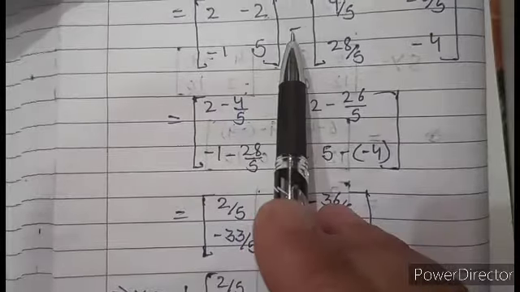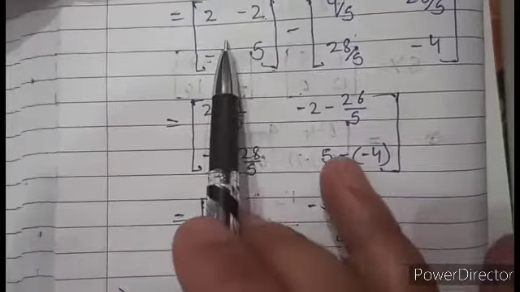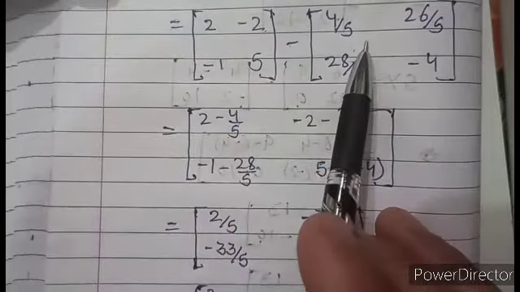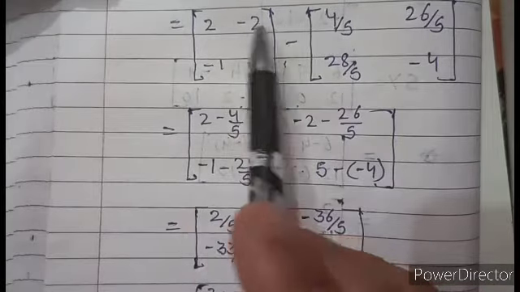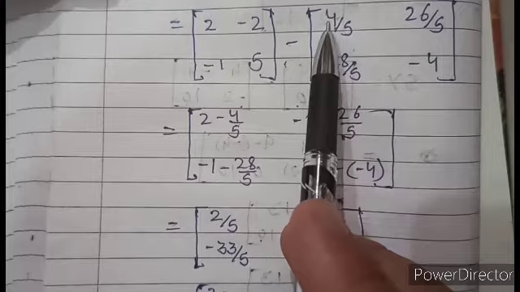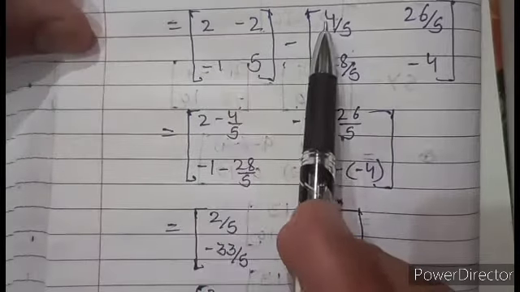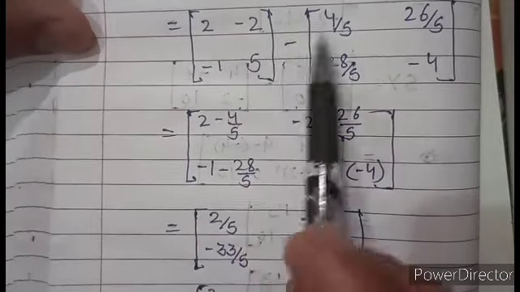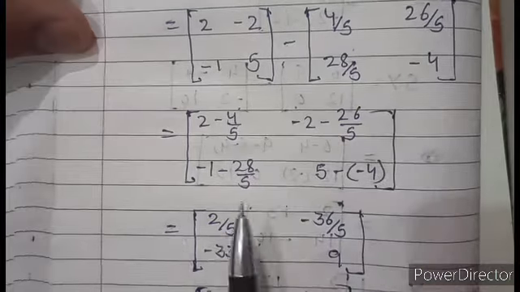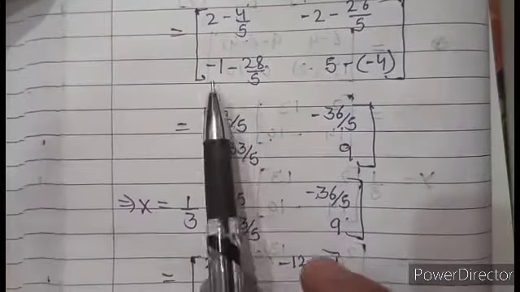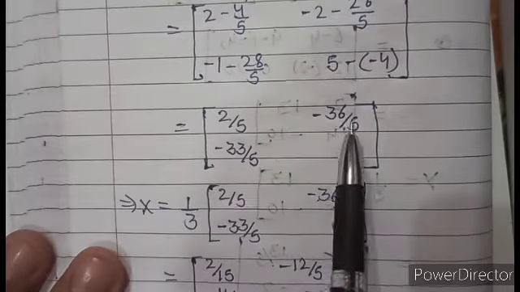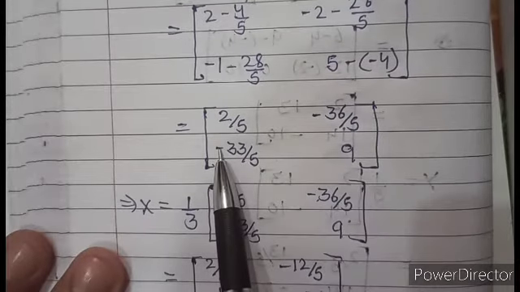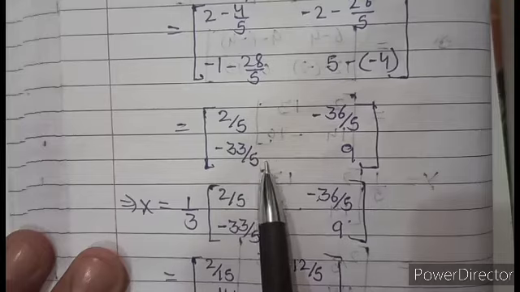Now it is subtraction. We have to subtract these two matrices, and as we know, two matrices are subtracted by subtracting their corresponding elements. That means this will be 2 minus 4 by 5, minus 2 minus 26 by 5, and so on. After solving this, we get a matrix whose first row is 2 by 5, minus 36 by 5, and second row is minus 33 by 5 and 9.